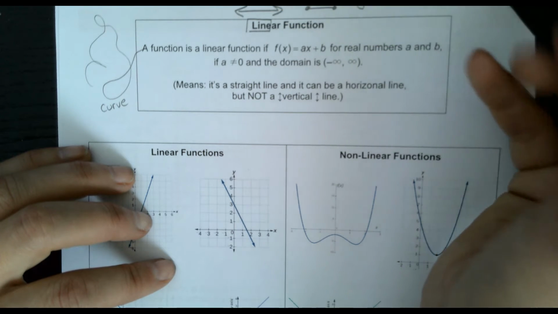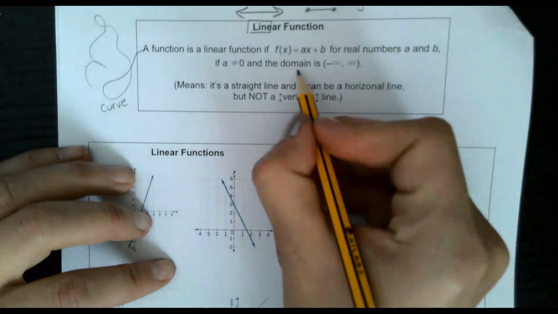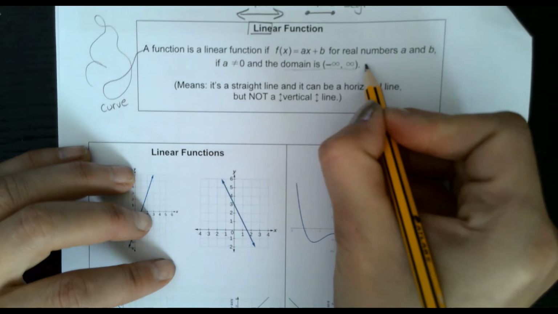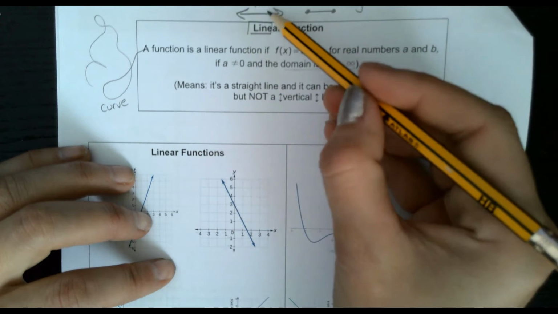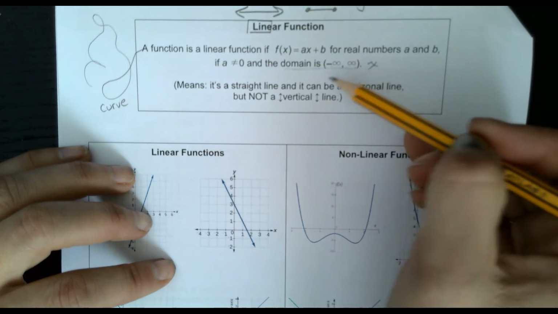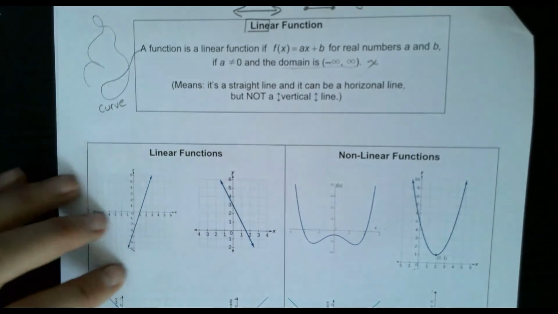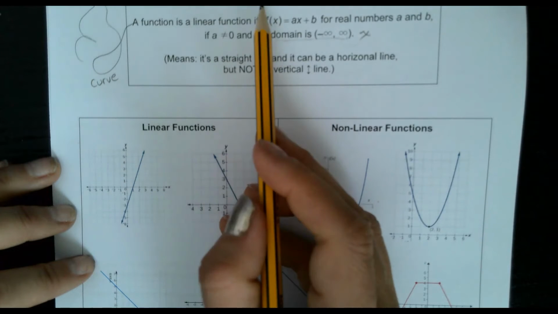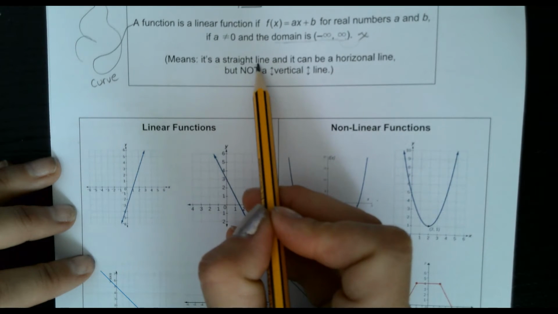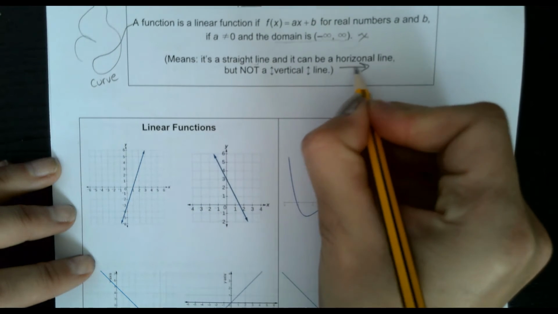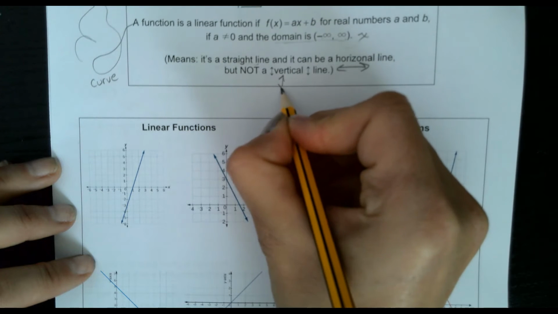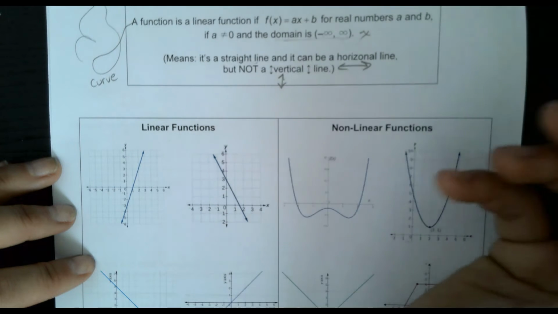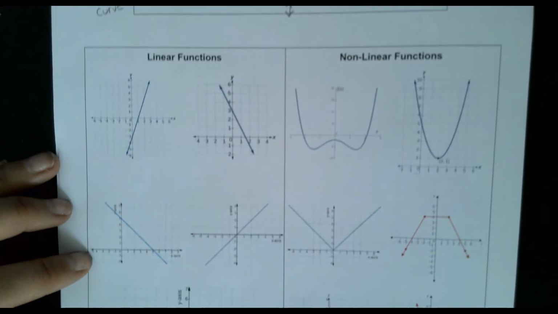So for functions, when I have a line, the domain is always from negative infinity to infinity. That means the x values. Where does this line exist on the x-axis? It's always going to be negative infinity to infinity, okay? So really, what are linear functions? A straight line. It can be horizontal, but it cannot be vertical, because if it's a vertical line, it's not a function, okay?